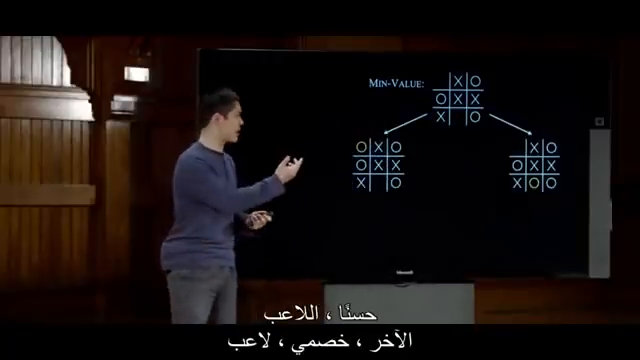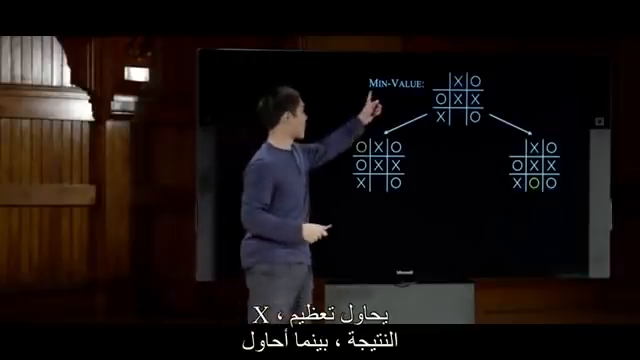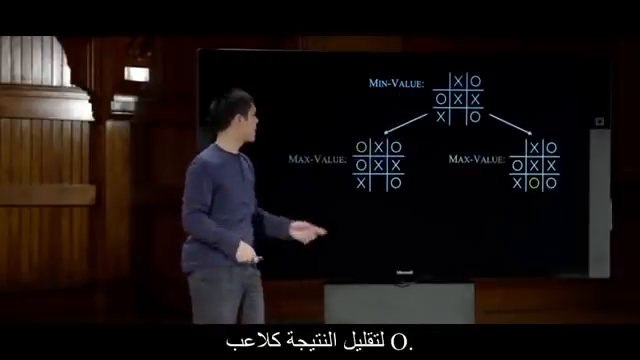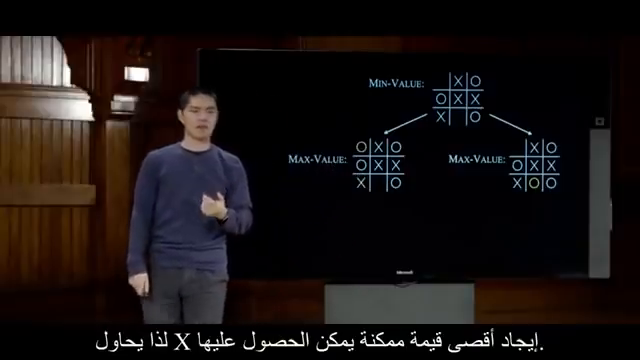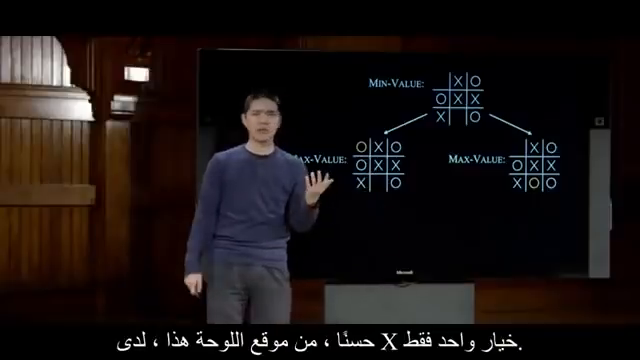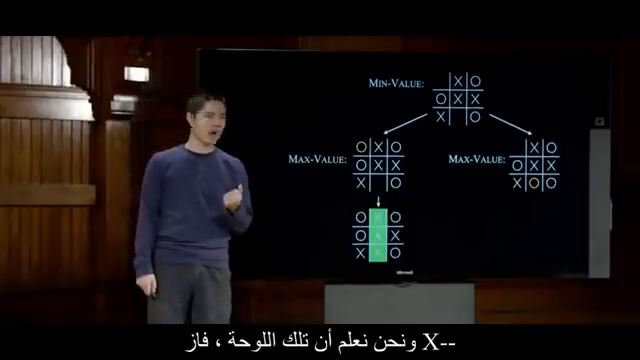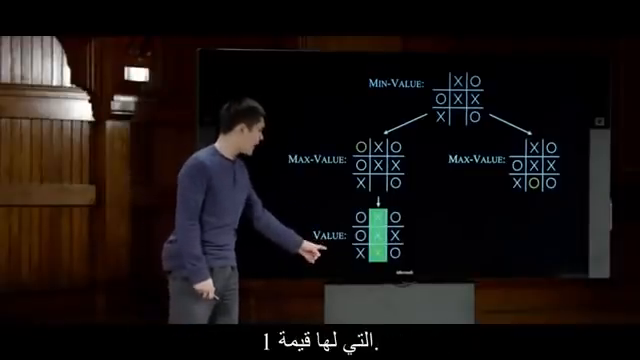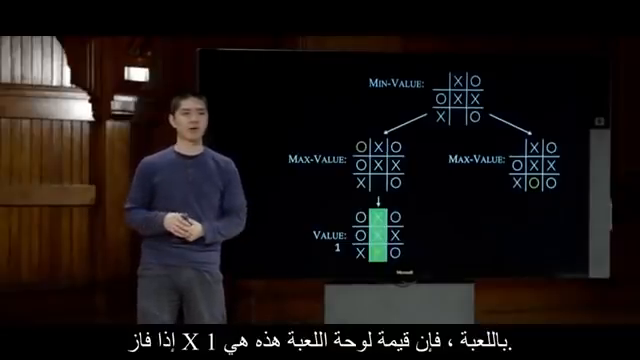Well, the other player, my opponent, the X player, is trying to maximize the score, whereas I am trying to minimize the score as the O player. So X is trying to find the maximum possible value that they can get. And so what's going to happen? Well, from this board position, X only has one choice. X is going to play here, and they're going to get 3 in a row. And we know that that board, X winning, has a value of 1. If X wins the game, the value of that game board is 1.